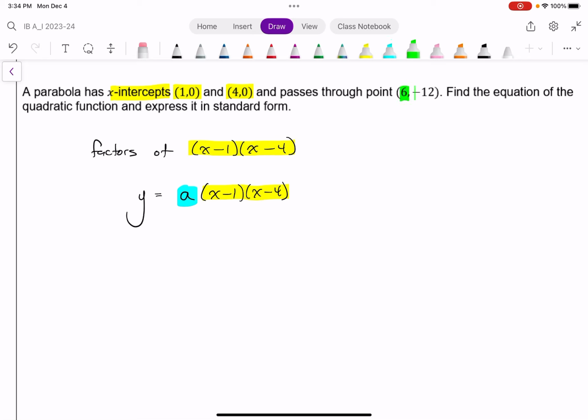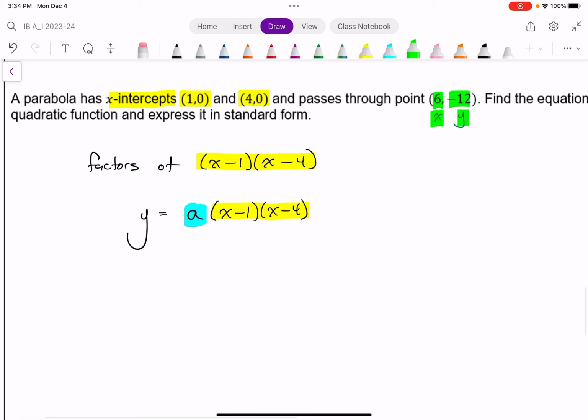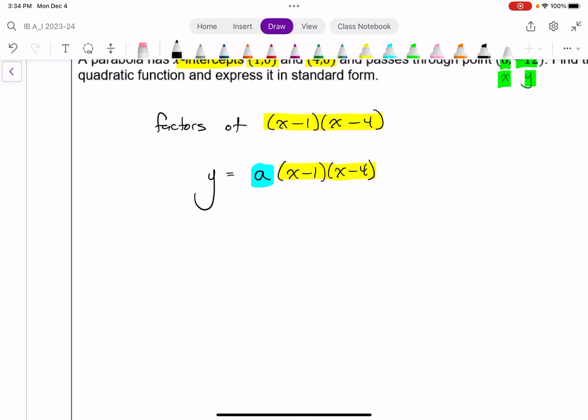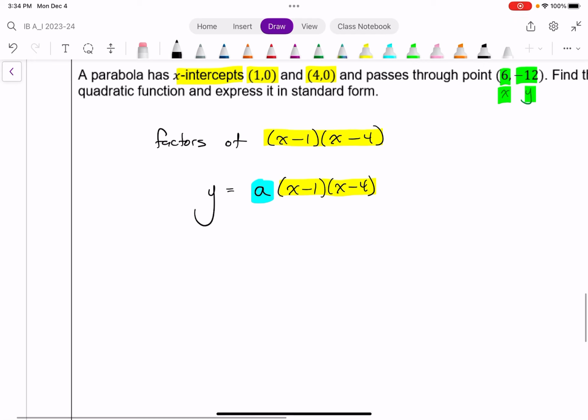However, I know my function also goes through 6 comma negative 12, which means I know when x is 6, y is negative 12. And so I can use that, and I can substitute that into my equation and use that to algebraically figure out a. So instead of y equals all of this, I can say negative 12 equals a times, instead of x minus 1, I can say 6 minus 1, instead of x minus 4, I can say 6 minus 4. And I know this has to be true, because if it goes to the point 6 comma negative 12, then I know when x is 6, y must equal negative 12.